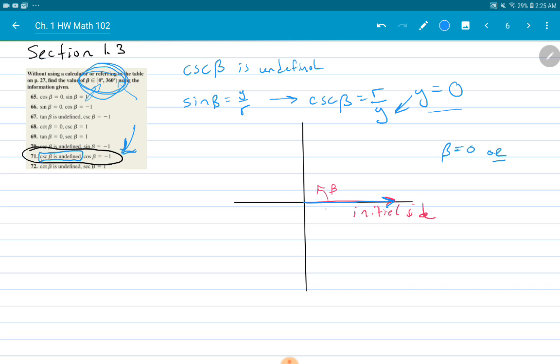or the other possibility of being on that x-axis with y equals 0 is if beta equals 180. That's with beta going all the way around to there. Okay, so how do I know which one? It's either 0 or 180.